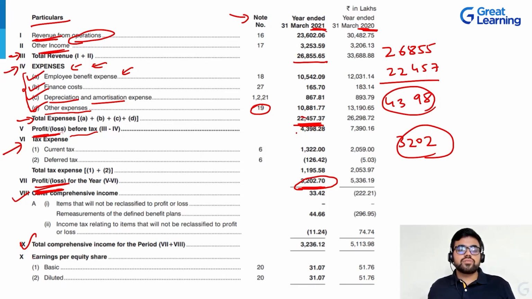Okay, so the last section we see here is something called earnings per equity share. Okay, so what does that mean?